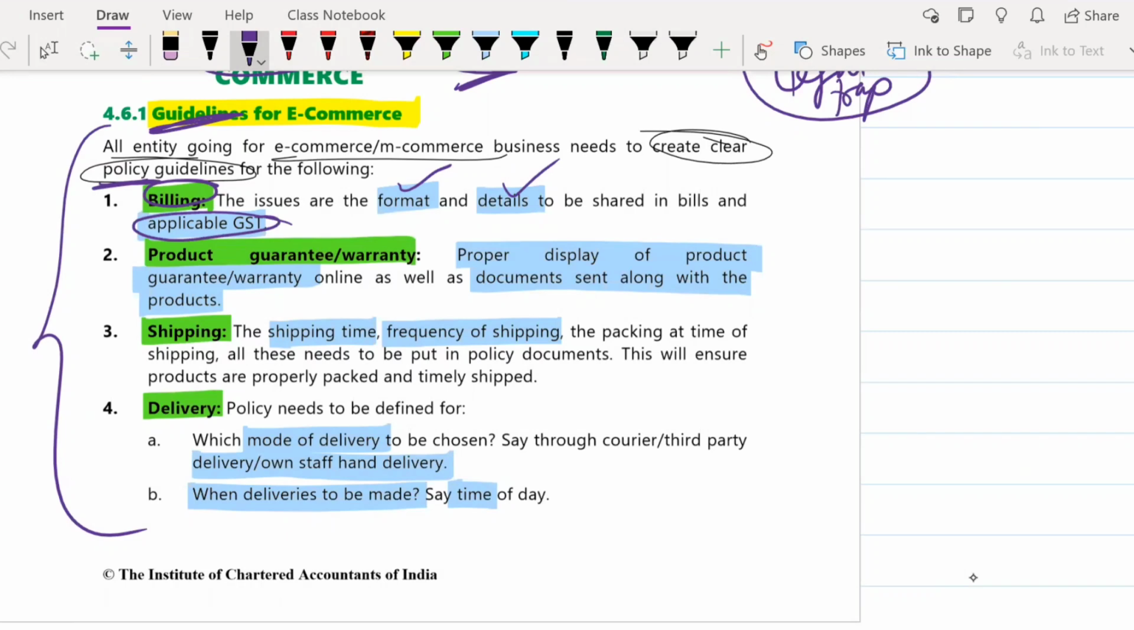Next aspect is your product guarantee or warranty. If you open an e-commerce website, they'll clearly give you that if you pay extra, you will get a 5-year warranty; if you don't pay extra, you'll only have a 1-year warranty. They themselves give all the details, so properly all the details about the guarantee or warranty must be displayed.